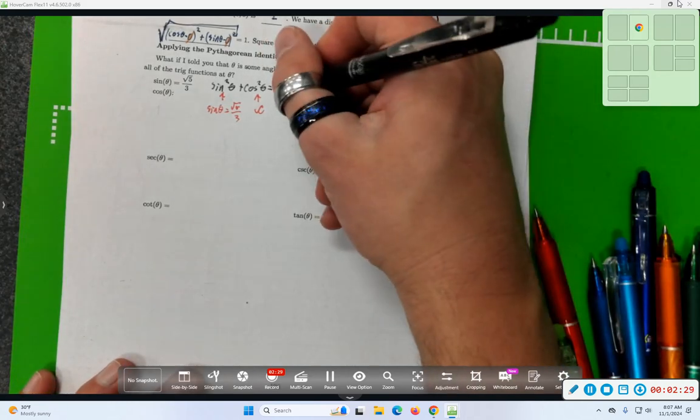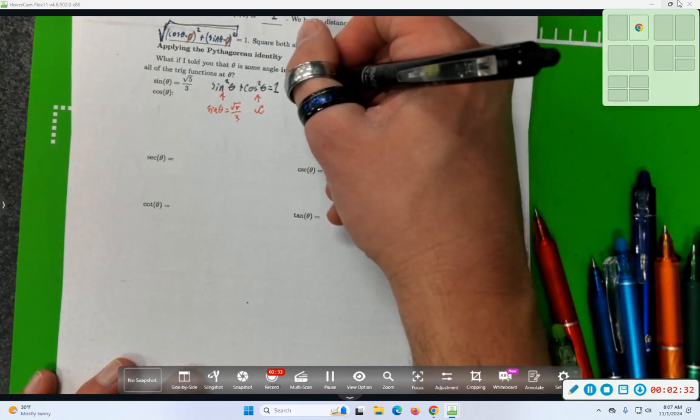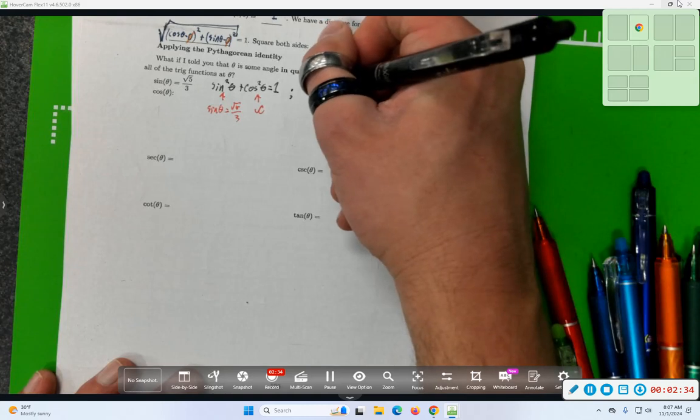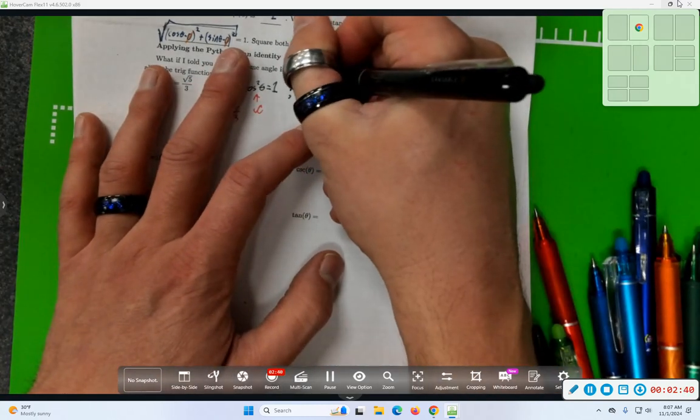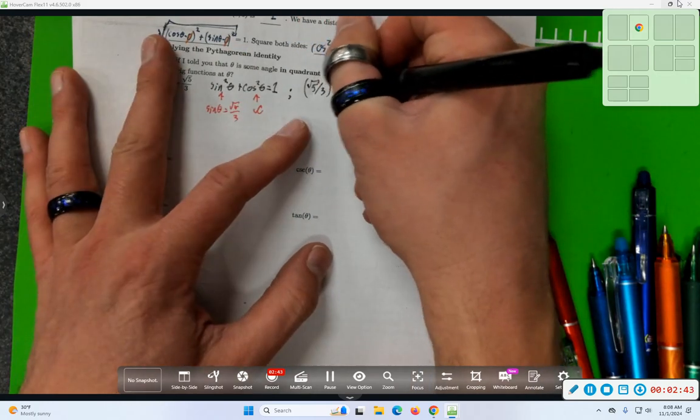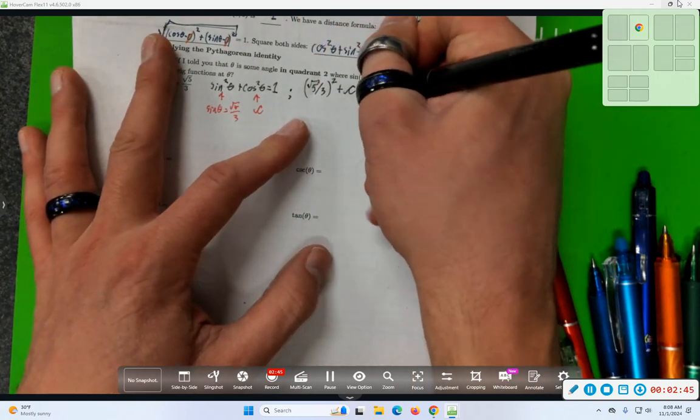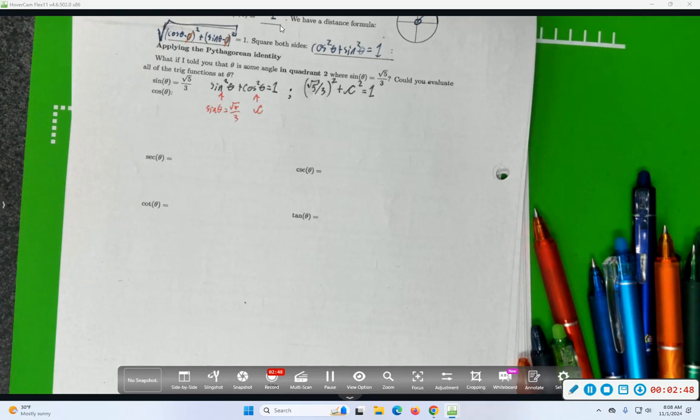So what does this equation become? This now becomes root 5 over 3, that's a terrible 5, squared plus c squared equals 1. That look like an equation you can probably solve for c? Presumably. In fact, how many people, while I was stalling, have already done it? Cool. I haven't yet, so I'll give people a chance right now.